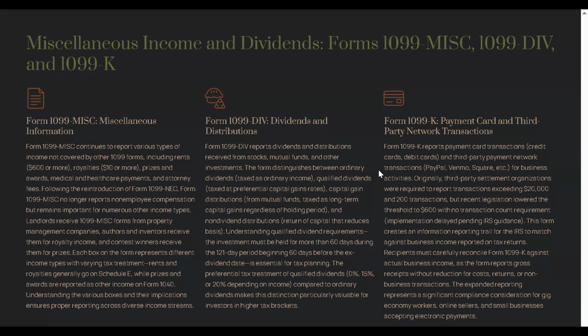You got the 1099 dividends, or the 1099-DIV, which reports dividends and distributions received from stocks, mutual funds, and other investments. This form distinguishes between ordinary dividends, qualified dividends, capital gains distributions, and non-dividend distributions. Understanding qualified dividend requirements is essential for tax planning: the investment must be held for more than 60 days during the 121-day period beginning 60 days before the ex-dividend date.